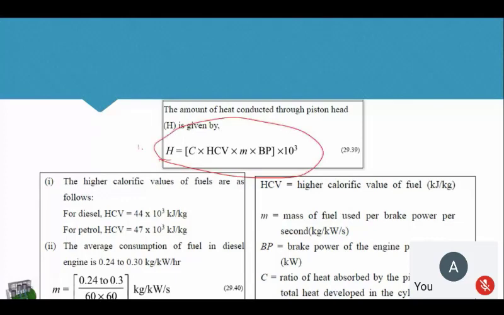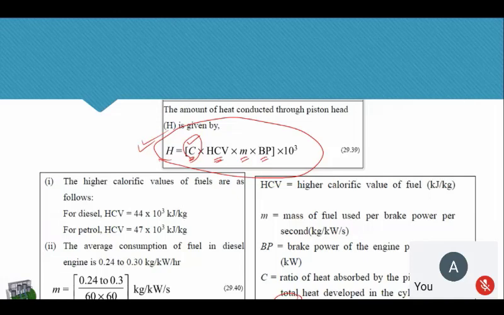H is equal to C times HCV times m times BP, where C is the ratio of heat absorbed by the piston to the total heat developed in the cylinder. Normally, it is assumed that 5% of the heat is absorbed by the piston compared to the total heat developed. That is why the value of C is assumed as 0.05.